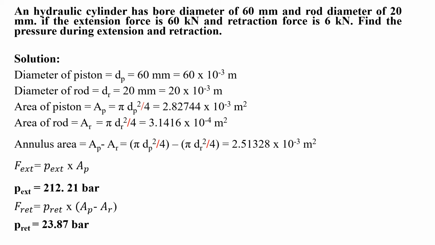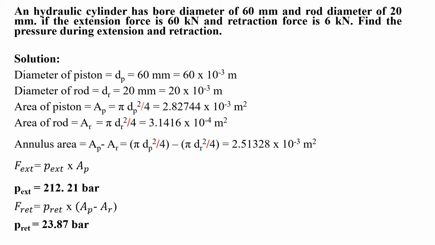And similarly, using the diameter of the rod, we can easily find out the area of the rod. AR equal to pi dr square dividing by 4. Pi into 20 into 10 to the power of minus 3 whole square dividing by 4. Simplify this, we will get 3.1416 into 10 to the power of minus 4 meter square.